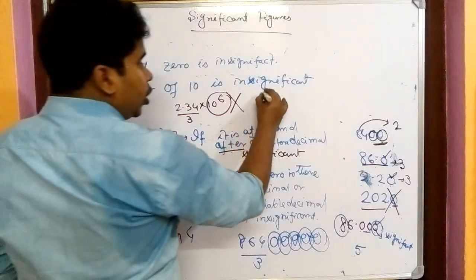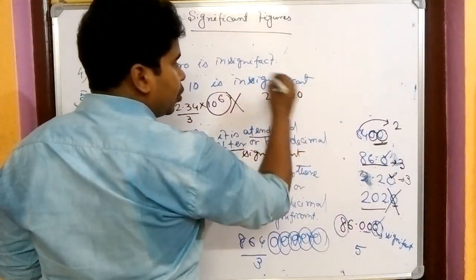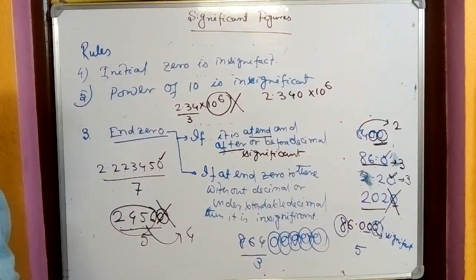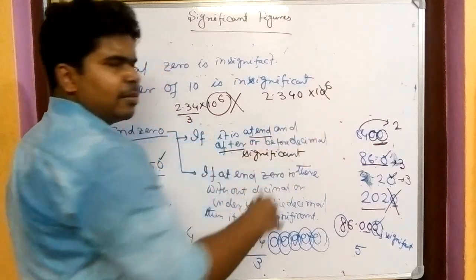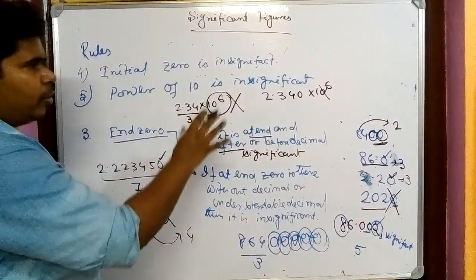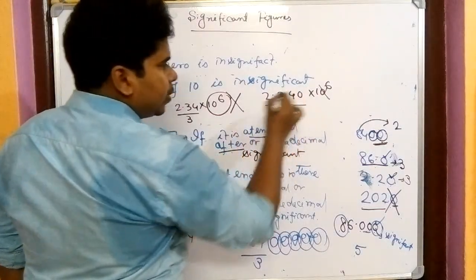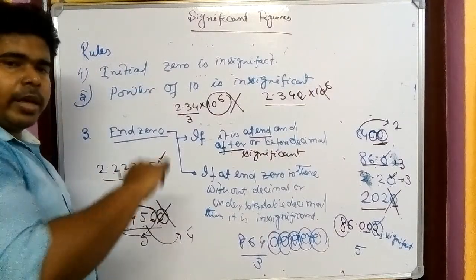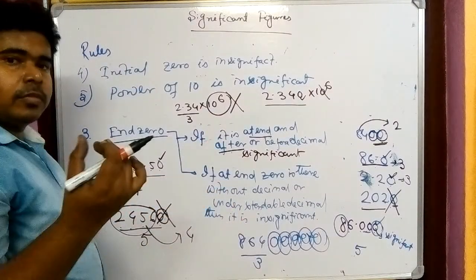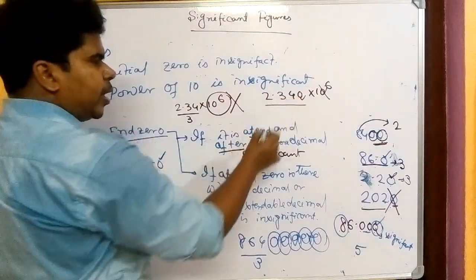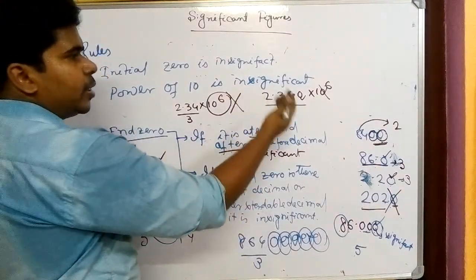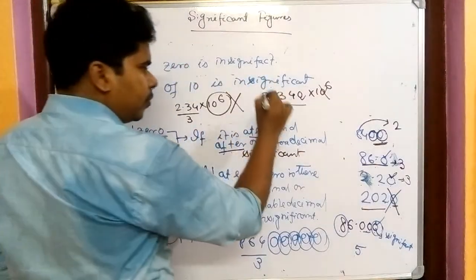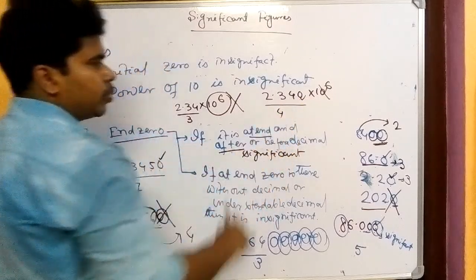If it is 2.340 into 10 to the power 6, how many significant figures are there? Here also 10 to the power 6 is insignificant, so we will not take it. 2.340, and in this number an ending 0 is there, and when it is an ending 0 we have to use the two laws. It is ending 0. Whether it is after decimal or before decimal? Yes, it is after decimal. The decimal sign is there. Definitely this is significant, so it is 4.